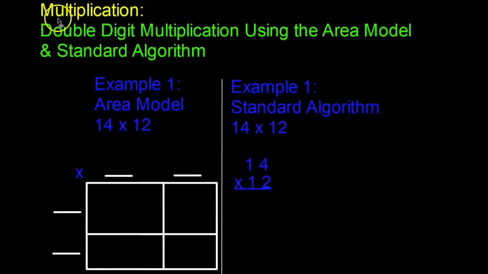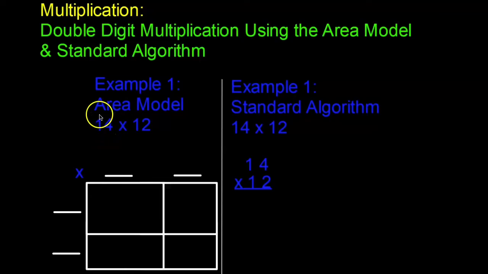Everyone. Today we're going to be looking at multiplication, specifically double-digit multiplication using the area model and standard algorithm. As you can see, we have two example ones. In our first example, we're going to multiply 14 times 12 using the area model. In our second example one, we're going to multiply 14 times 12 using the standard algorithm.